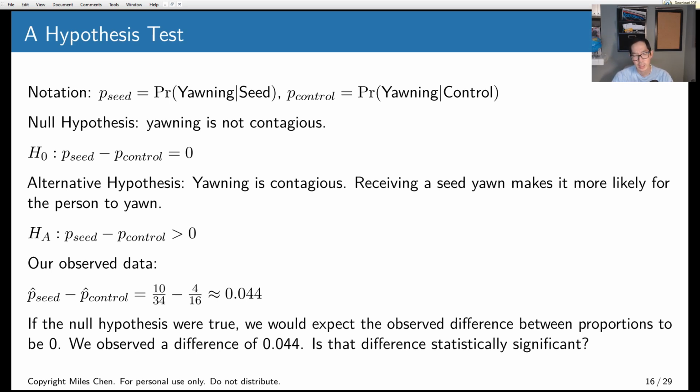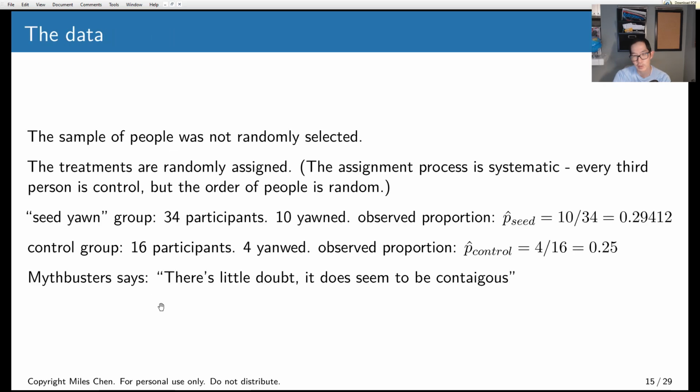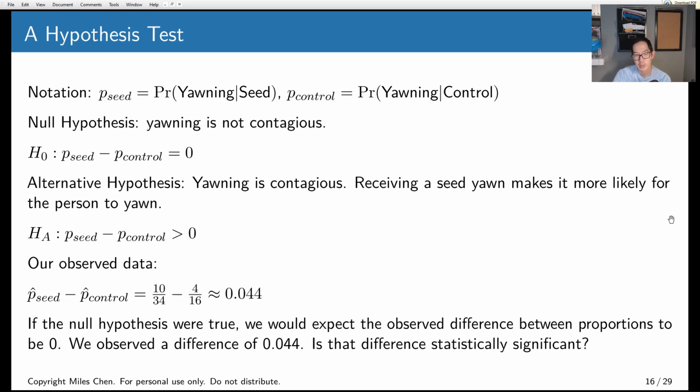So our data has a difference of basically 4 percentage points, 0.044, 4.4 percentage points. That's found by doing 10 over 34, or 29.4%, minus 25%, which is 0.044. If the null hypothesis were true, we would expect the difference in proportions to be around 0. We're getting a difference of 4.4 percentage points. And so the question is, is this difference statistically significant, or could it just be due to random chance?